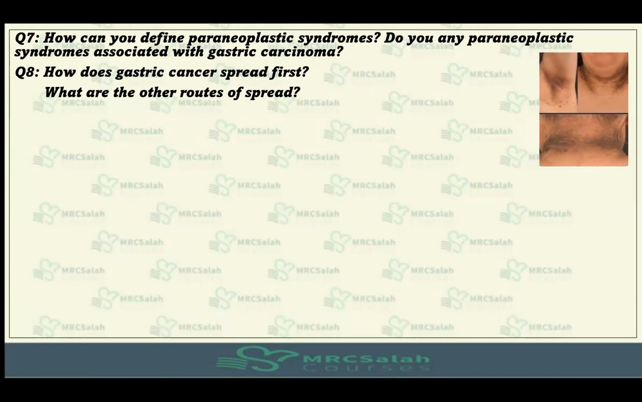Okay. So can you please tell me what are the other routes of spread? There is for me or for Dr. Roma? You can answer. She said lymphatic, so what next? There is transcoelomic. Yes. And by blood. Yes, which occurs late. Yes.